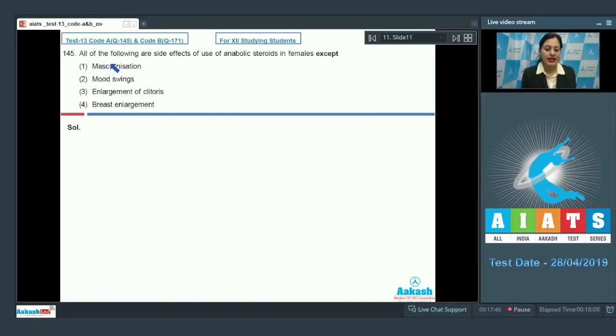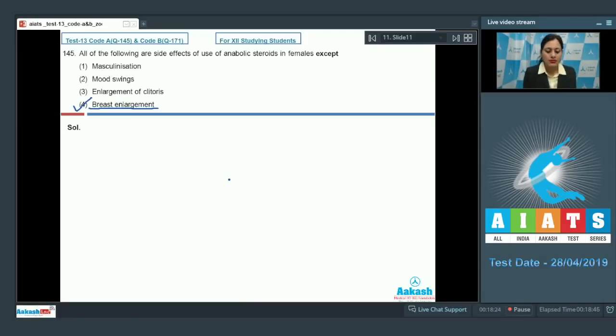Question number 145. All of the following are side effects of use of anabolic steroids in females except, and the options are masculinization, mood swings, enlargement of clitoris, and breast enlargement. And the correct answer to this question is option number 4, breast enlargement, because breast enlargement is the side effect of use of anabolic steroids in males. Anabolic steroids are similar to testosterone that result in increased protein synthesis in bodybuilders.